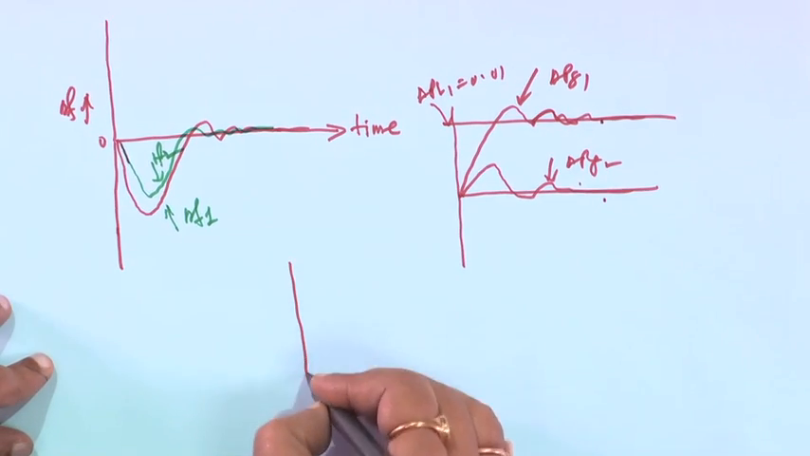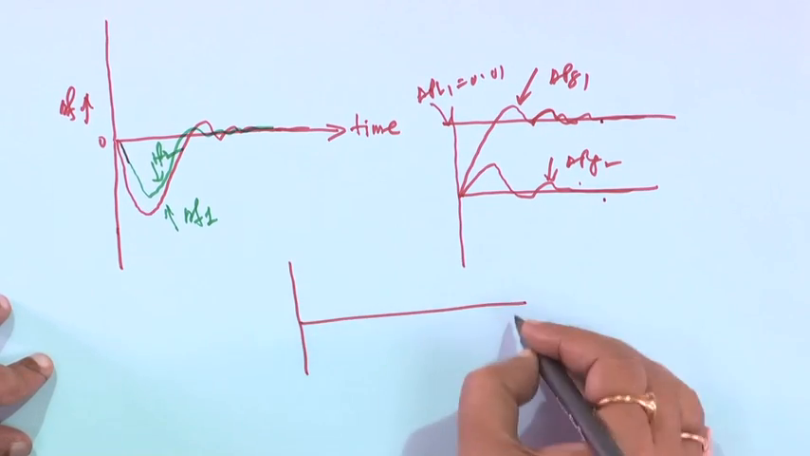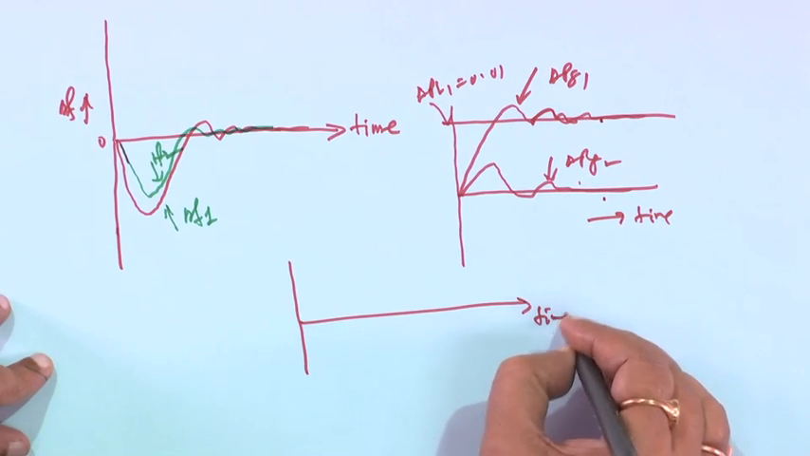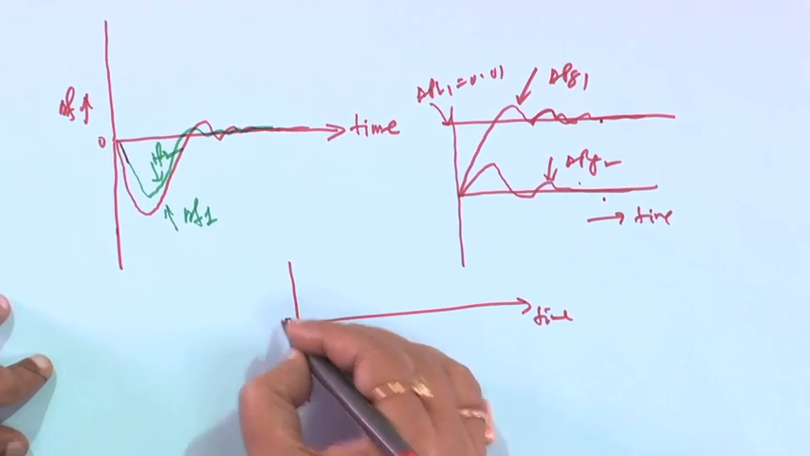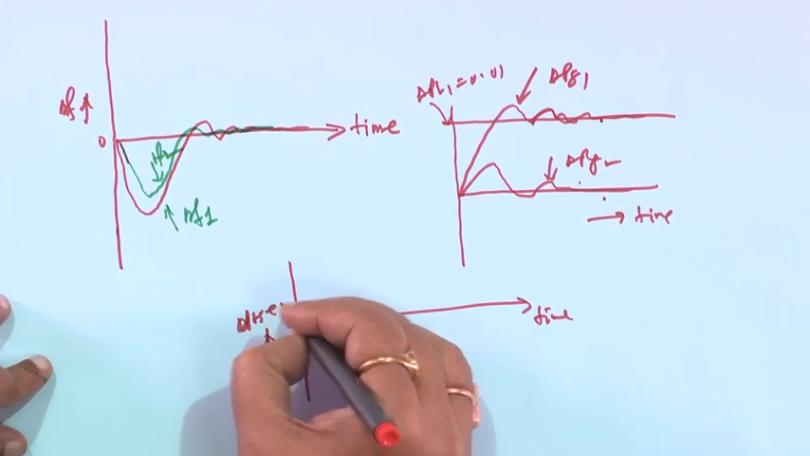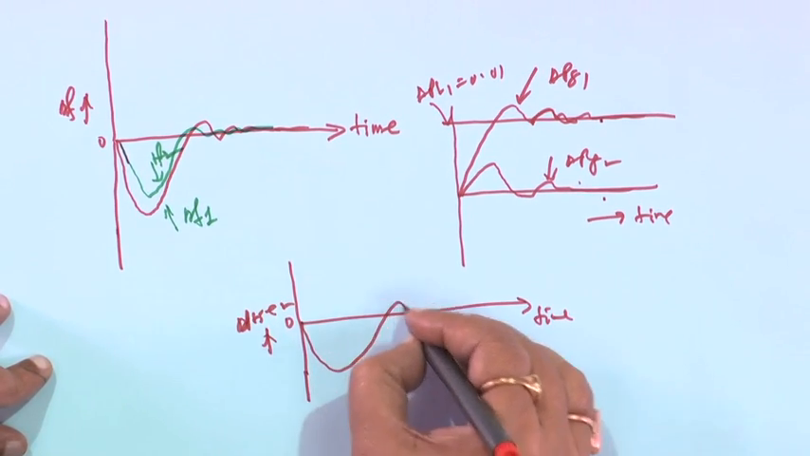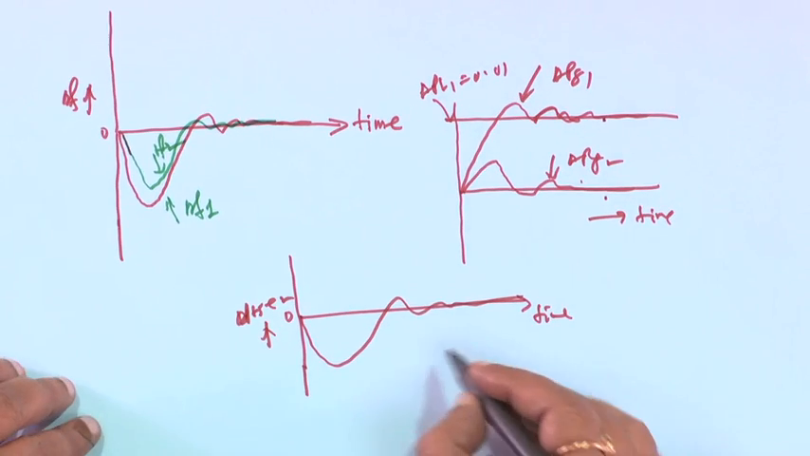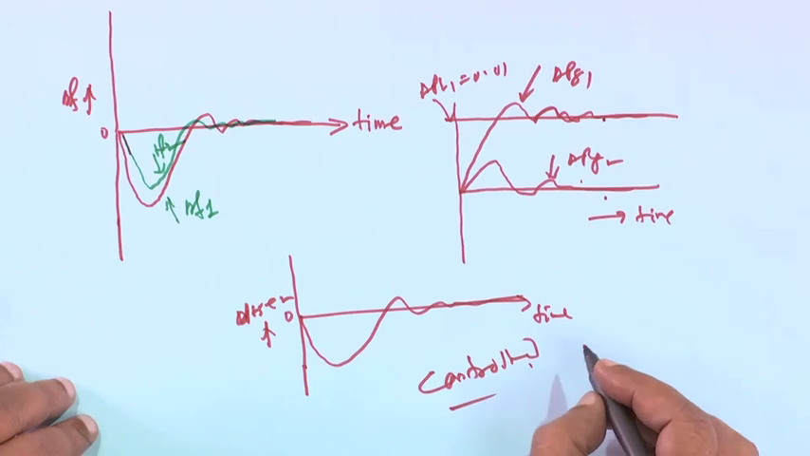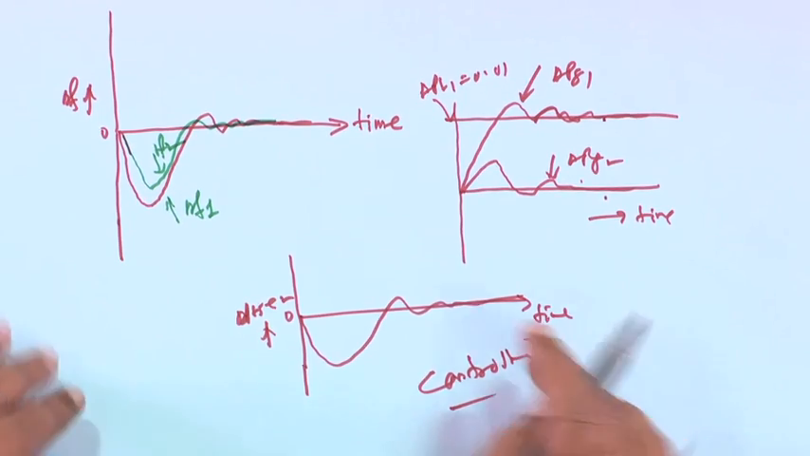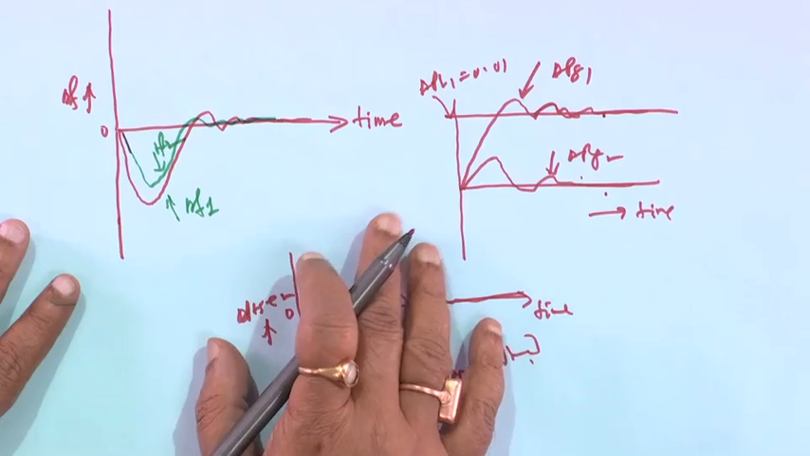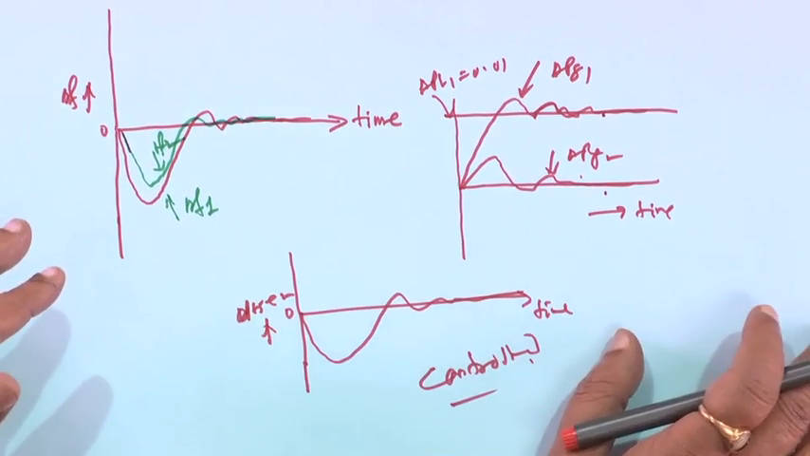And tie power also, this is your time, and this is delta P tie 1 2. If you plot it, it will be like this, finally it will settle to 0. This is control. All these things are in control mode. That means that integral control action is there, right. With this, the conventional part, all these things are over.